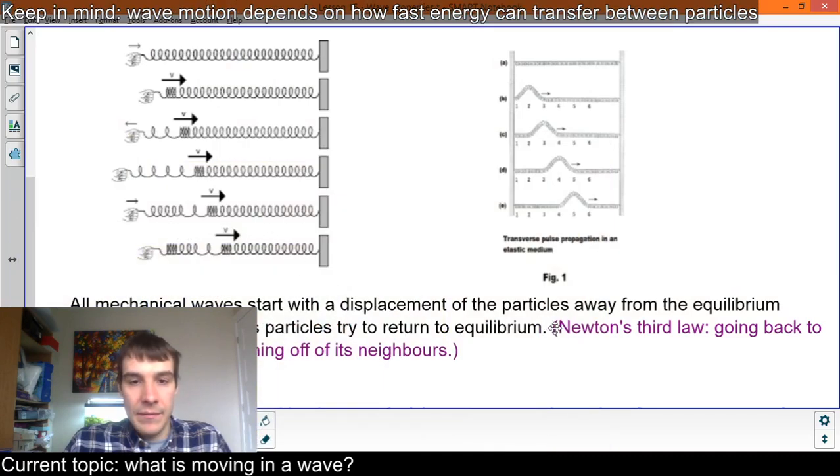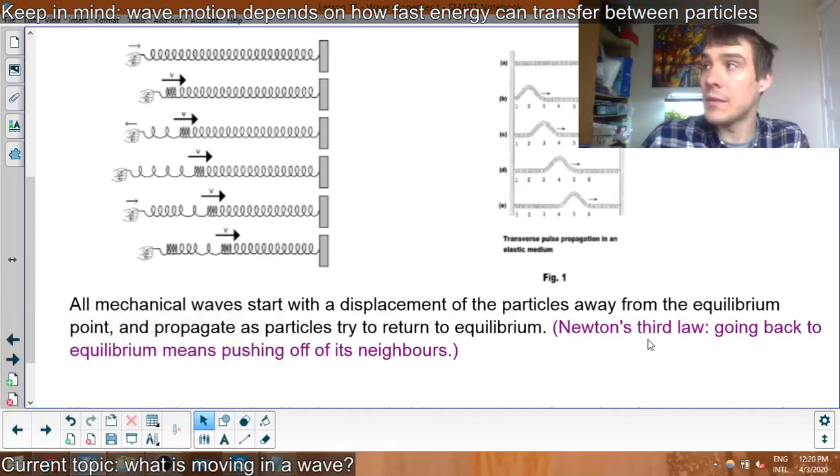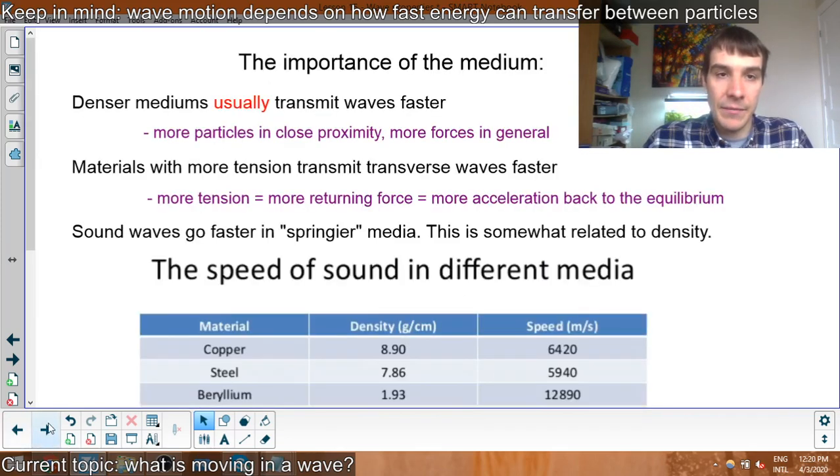Yeah. And they propagate, and this is down to Newton's third law. So if I move this back over to the right, when you go back to the equilibrium, you have to push off of your neighbors. So this thing is far away. It wants to come back down. When it pulls itself down, it pushes up on its neighbor. That one wants to come down, it pushes up on its neighbor, and so on and so forth. Very much just a Newton's third law thing.